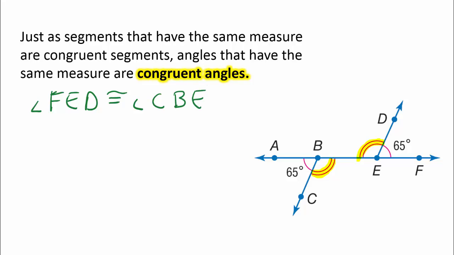We notice there's another set of angles that is congruent to each other, this angle here and that angle there, so we would write that one out as well. Congruent statement would be angle ABC is congruent to angle DEF.